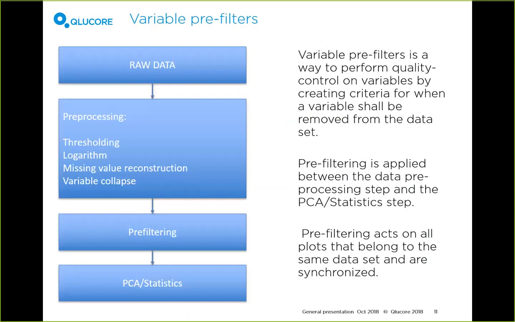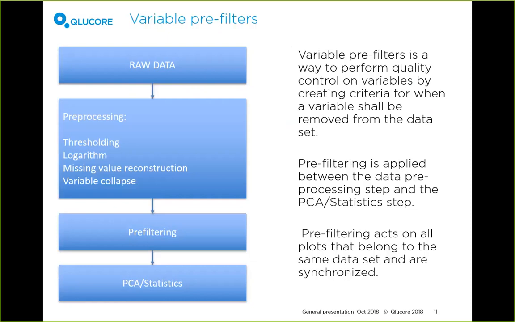The next thing I'm going to show today is variable pre-filtering, which is a way to perform quality control in your data by removing variables that don't fit or don't match certain criteria. That could be, for example, variables that have too many missing values. That's a good example. It could be variables that are, in too many samples, have a too large value, which indicates an error or a mistake in the experiment, for example.